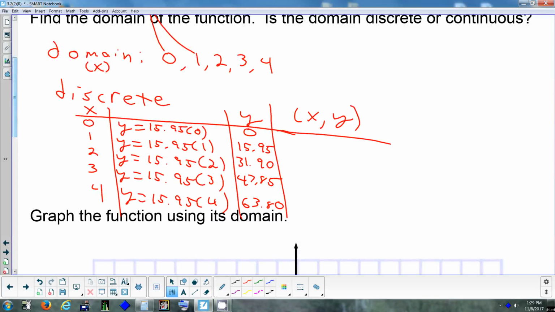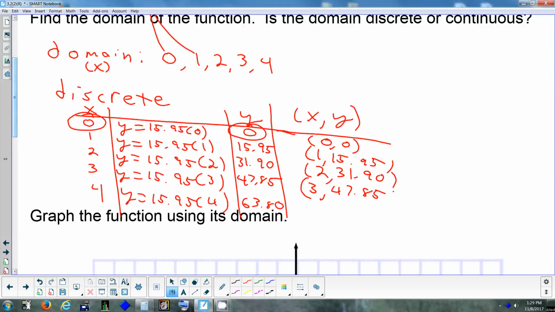And now, to graph it, you're going to graph these coordinates. 0, 0. The next one you're going to graph is 1, 15.95. Then you're going to graph 2, 31.90. 3, 47.85. And you're going to graph 4, 63.80.